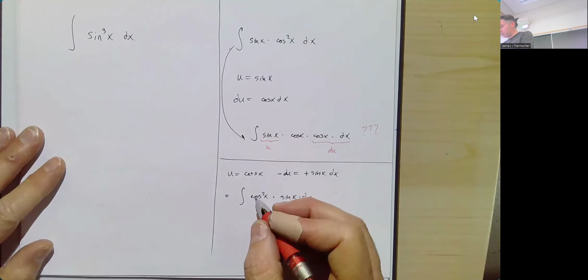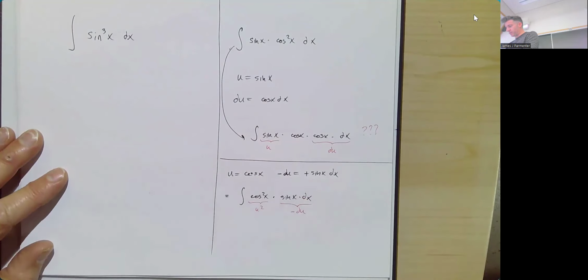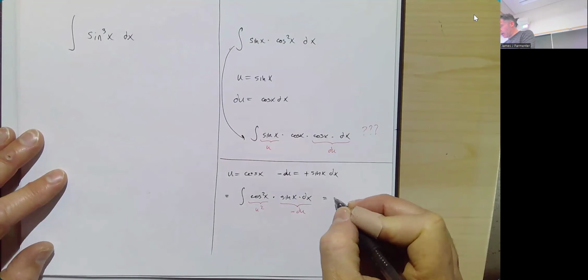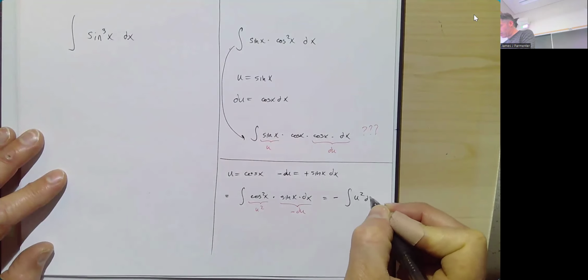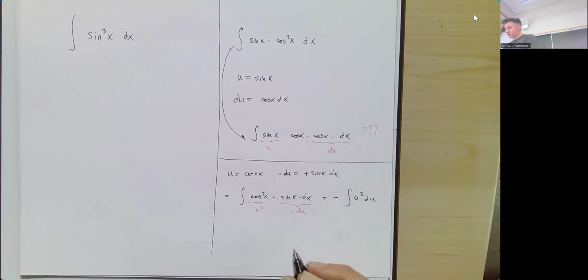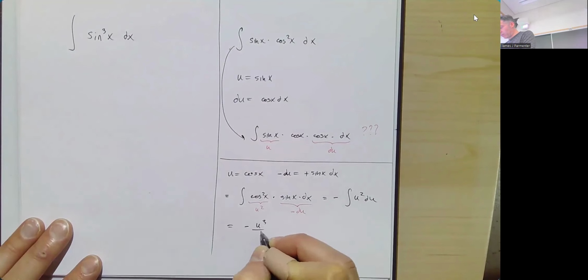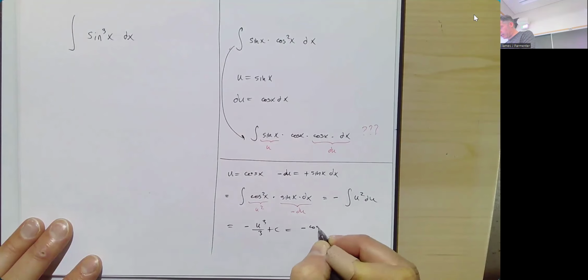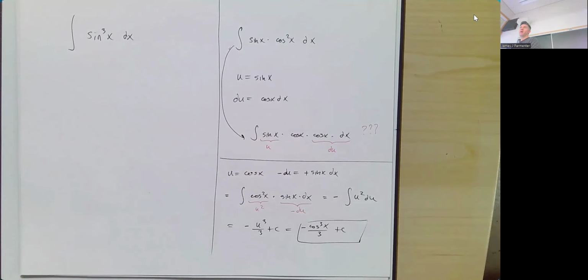And so then we can say cosine squared is u squared. And this becomes the negative integral of u squared du, which is straightforward-ish. So I get negative u cubed over 3 plus c, which is negative cosine cubed x over 3 plus c. The upshot here is that when you have powers of sine and cosine in the numerator, typically, if you have an even and an odd one, you want to let u equal the trig function that's raised to the even power.